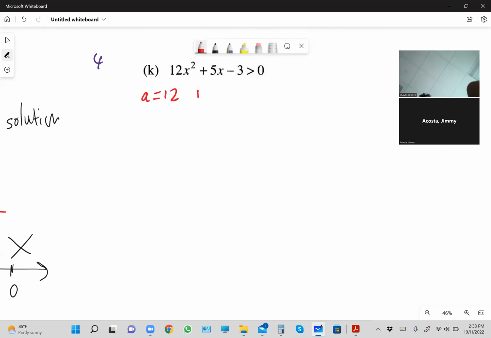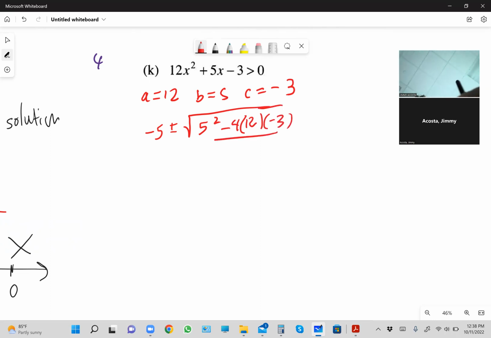A equals 12, B equals 5, C equals -3. So -5 plus or minus the square root of 5 squared minus 4 times 12 times -3, all divided by 2 times 12. -5 plus or minus the square root of 25 plus, because negative times negative is a positive, so you know it's going to end up plus.